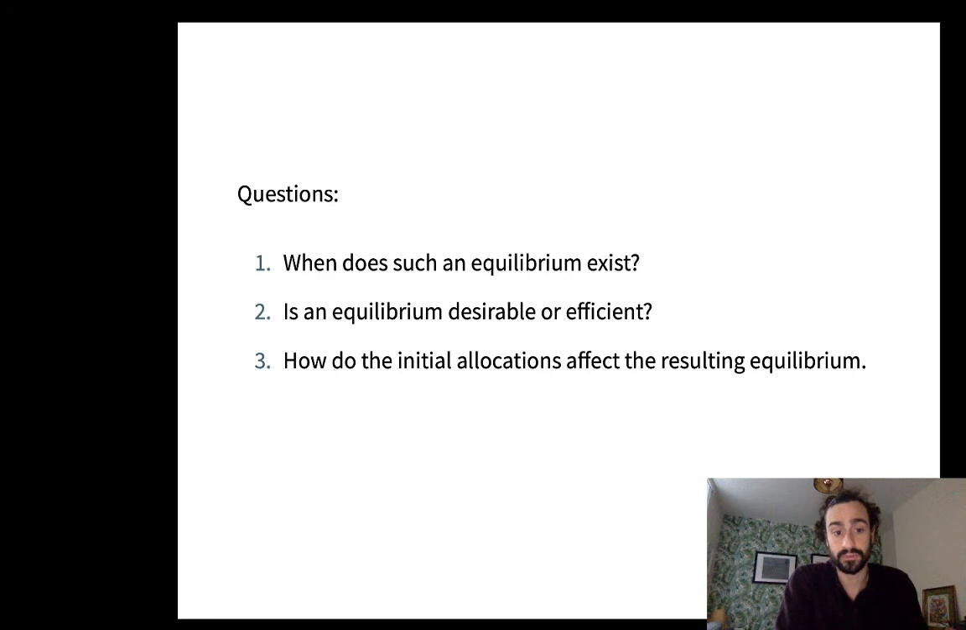So what we're going to ask for the rest of the course in the next couple of lectures are: one, when does such an equilibrium exist? Two, is an equilibrium desirable or efficient? Are there properties? Can we analyze the welfare of individuals in these given equilibria? And three, how does the initial allocation affect the resulting equilibrium? So what is the correspondence between the stuff that we're endowed with and our position after we've made exchanges?